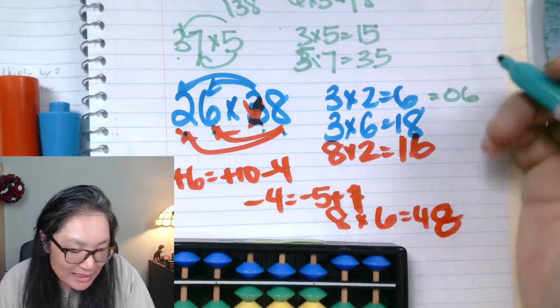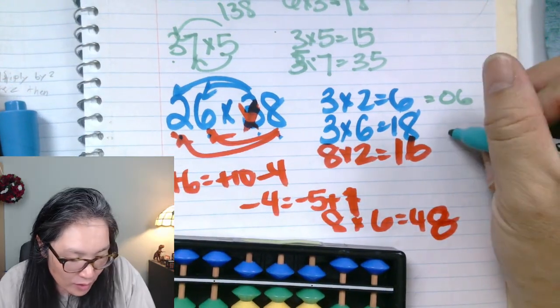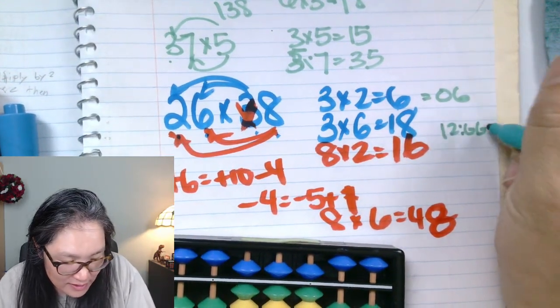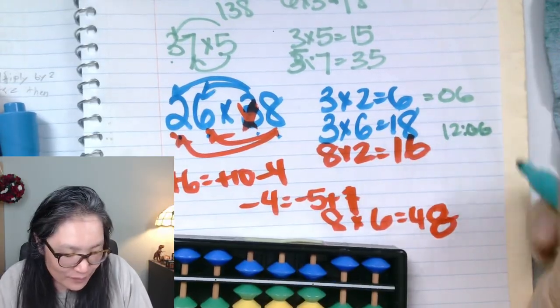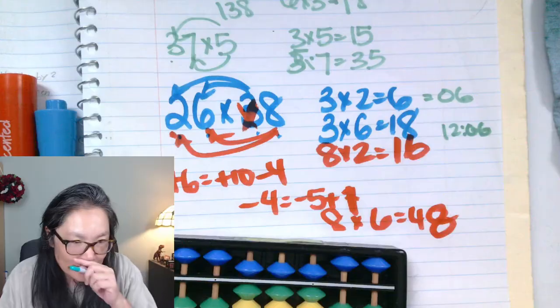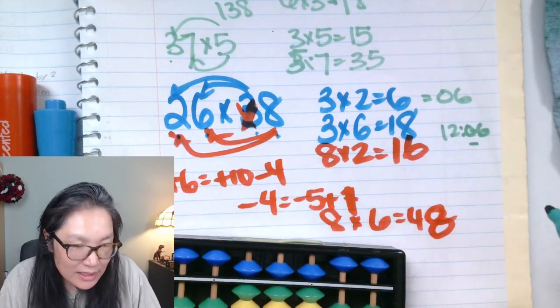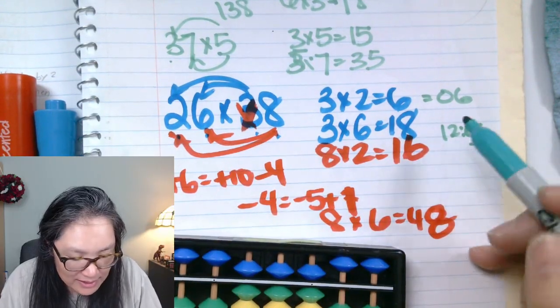Because when we read the time, right? Like right now, 12:06, right? That's the time. Not right now, but you know what I mean. So when we read the time, we have a leading 0. I don't know why some people can't see that, but that's okay.